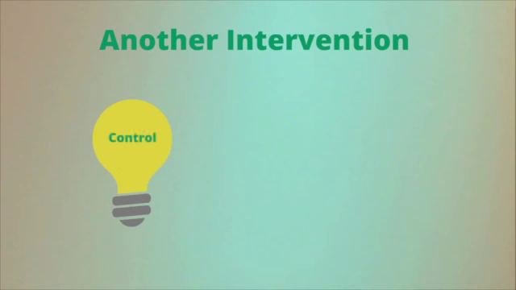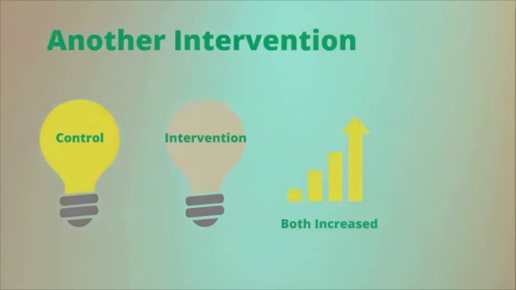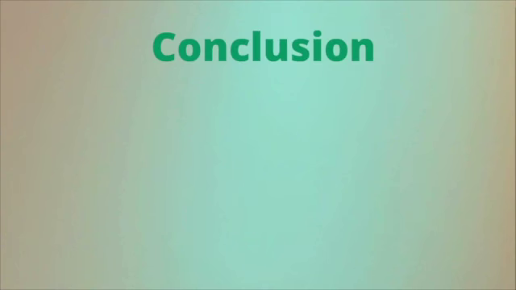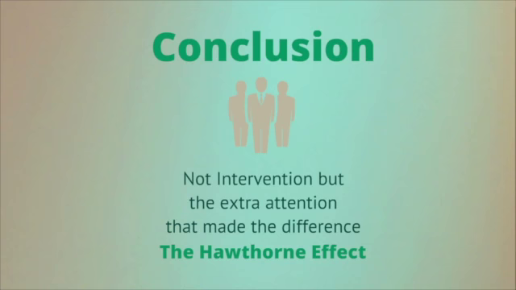So then they tried another intervention where they had a control group and an intervention group, and in the intervention group they actually lowered the light, so the opposite. And still they saw an increase in efficiency of the people. And it wasn't the fact that they increased or decreased the light, it was actually the fact that they were doing something for the people, that they were giving these people some extra attention that was making the difference. So it wasn't the actual intervention, it was the fact that something happens. And since that time it's been called the Hawthorne effect.